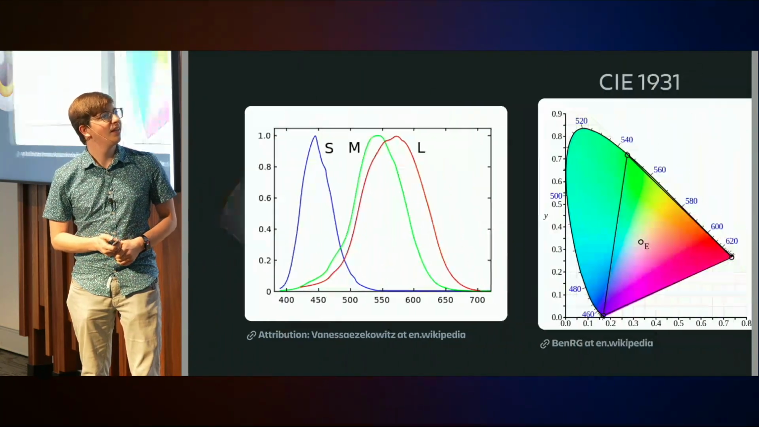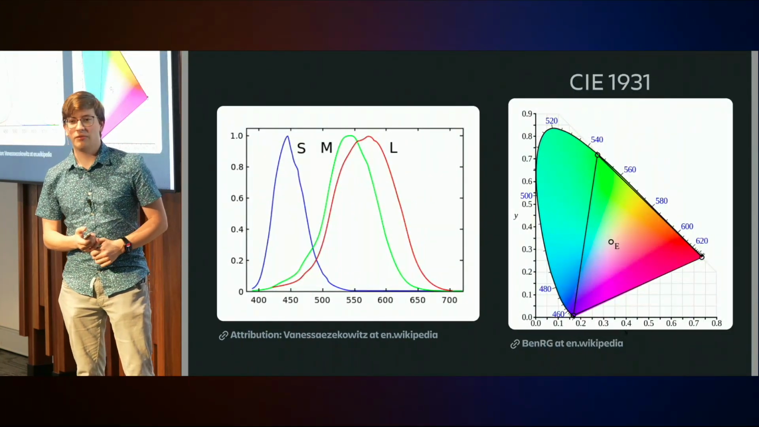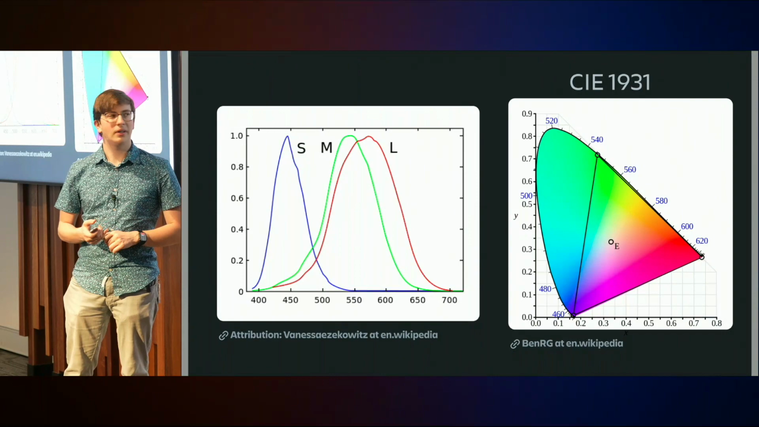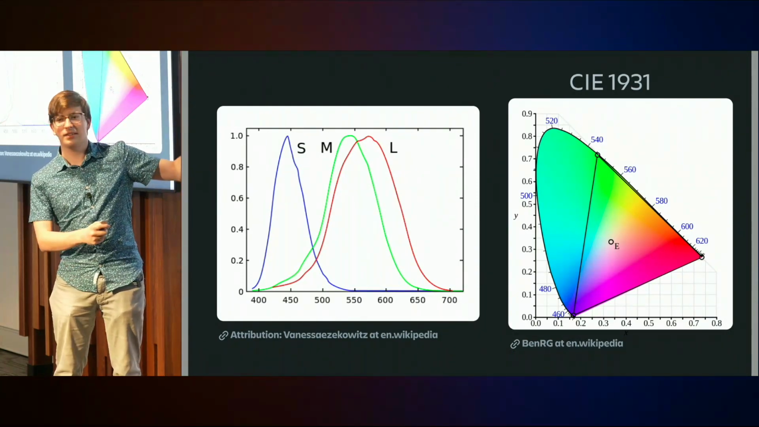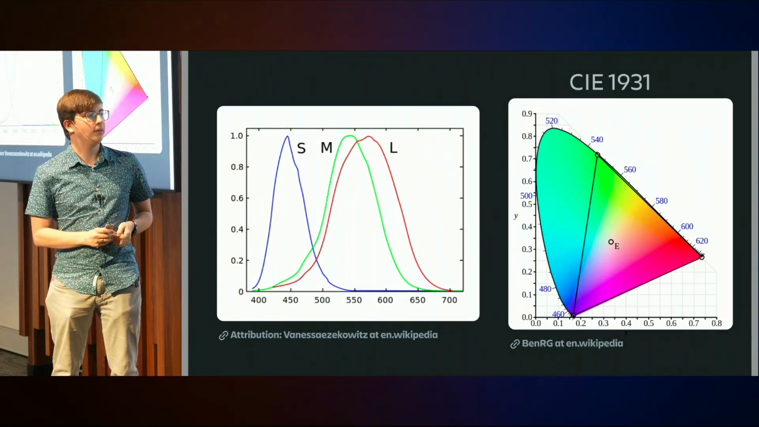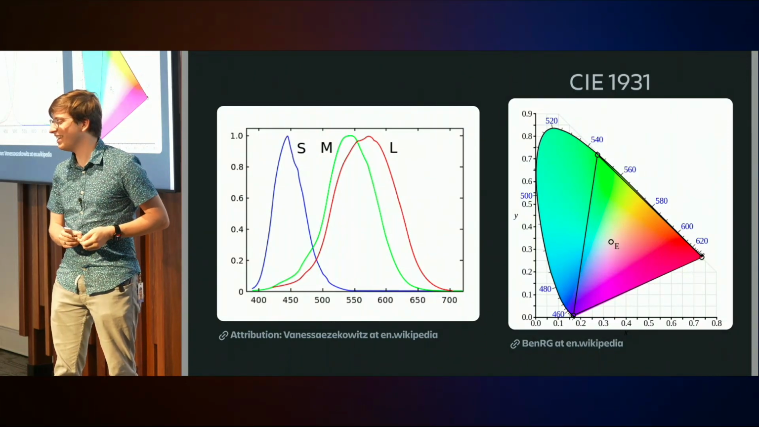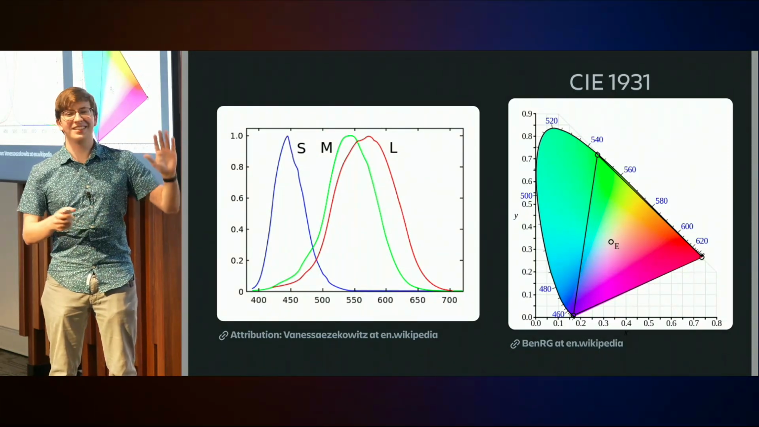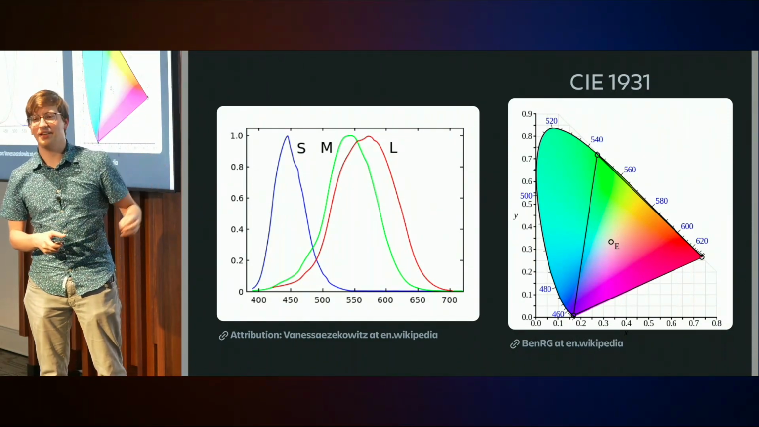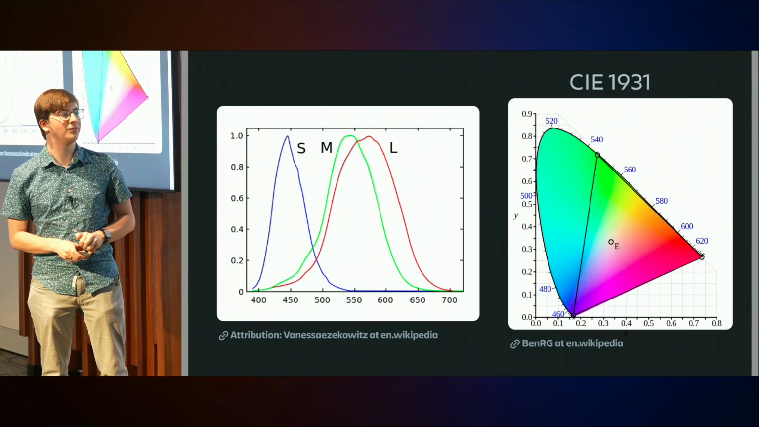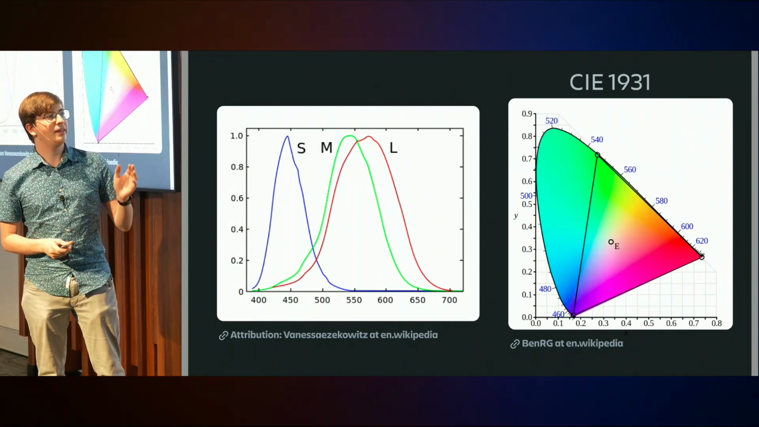It's for a reason. Scientists were very clever, and they tried to map out what kind of colors the human eye can see based on these cones. There's a standard called CIE 1931. Yes, it's from quite a long time ago. And they got a bunch of participants.